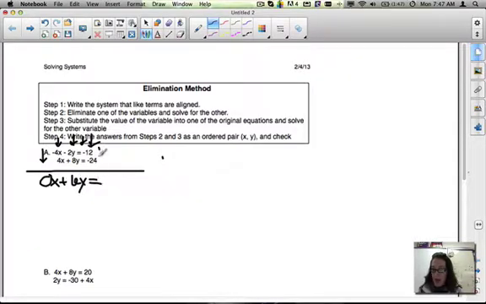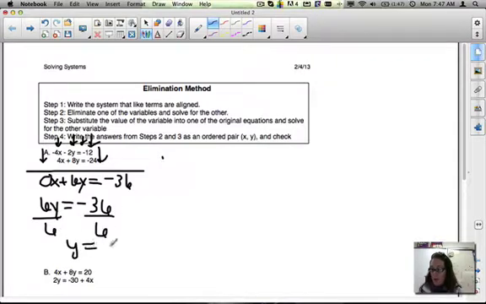equals, again following my signs going down, negative 12 plus negative 24. So negative 12 minus 24 is negative 36. So I am left with 6y equals negative 36. Easily I can solve for y by dividing by 6. So y equals negative 6.